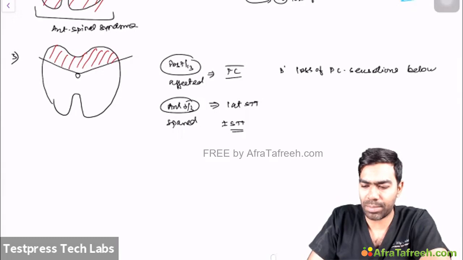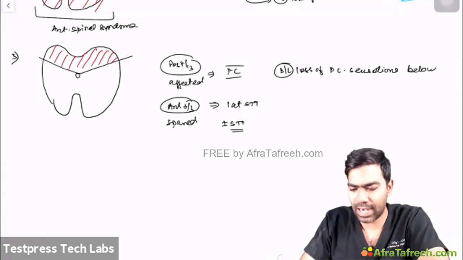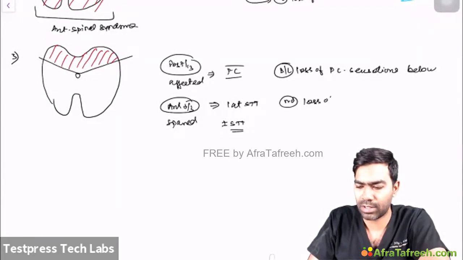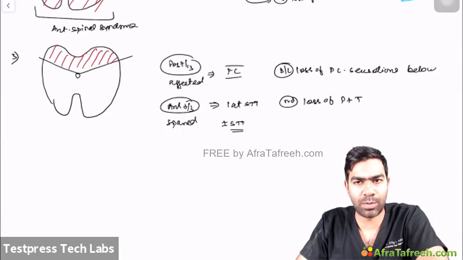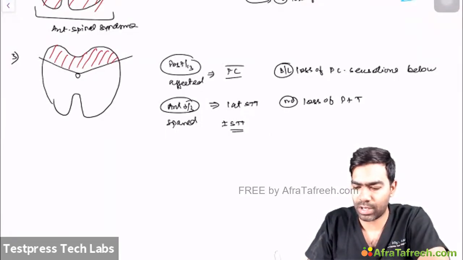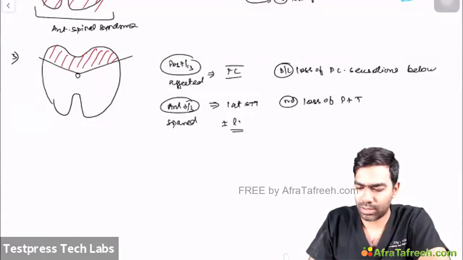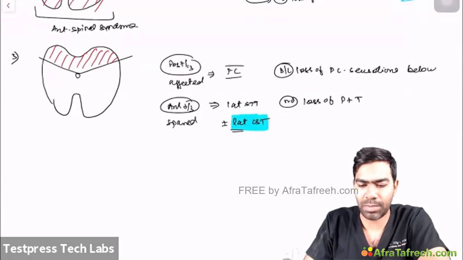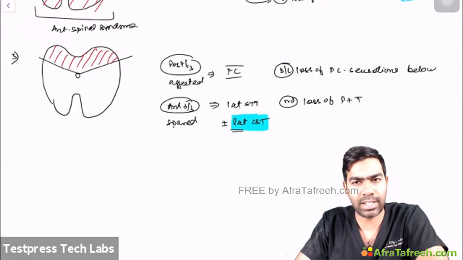But remember, this will happen bilaterally. As far as the anterior 2/3 is concerned, there will be no loss of pain and temperature. Depending on the disease that is producing this kind of posterior cord disorder, your corticospinal tract may be affected or they may be spared. It depends on what disease is causing it.